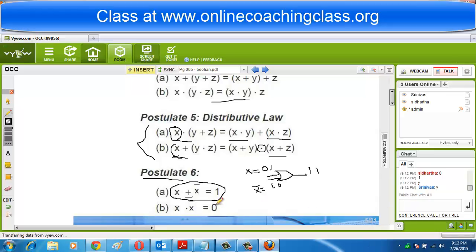Okay, now see that x dot x bar always returns you 0. Why? Anything multiplied by 0 is 0. If x is equal to 1, then x bar will be 0, and 0 multiplied by anything is 0. So it will always return 0, so it is also justified. Clear?